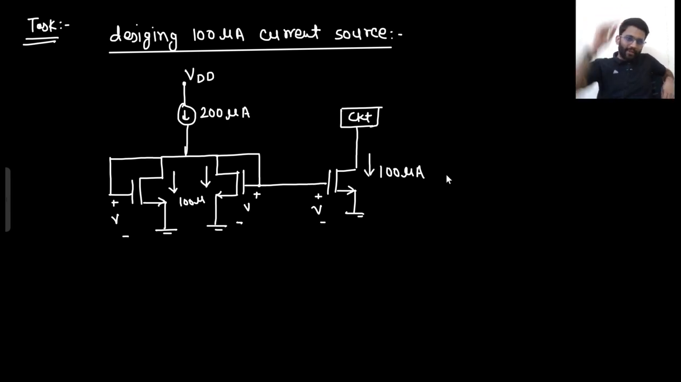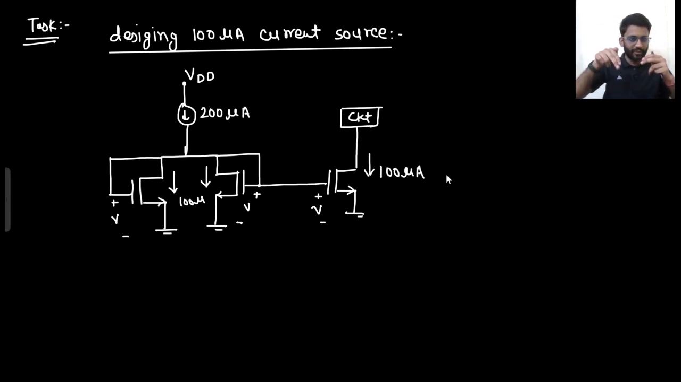You had 200 microampere. You need to get 100 microampere current out of it. You need to divide that current. I divided that current into two diode connected MOS. Both are in saturation region. Both have the same W by L ratio. That means both will have the same current. So 200 will be divided into two parts, 100 100. Say yes or no? Right? 100 100. Both currents are divided.